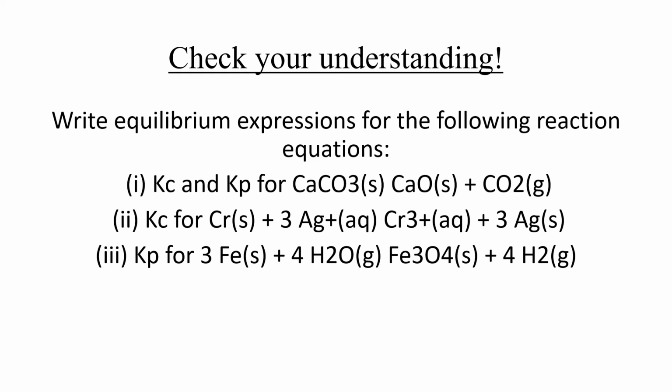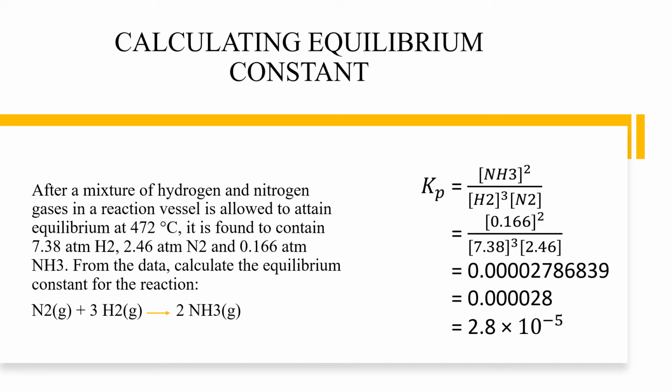Calculating equilibrium constant. After a mixture of hydrogen and nitrogen gases in a reaction vessel is allowed to attain equilibrium at 472 degrees, it is found to contain 7.38 atm H2, 2.46 atm N2, and 0.166 atm NH3. From the data, calculate the equilibrium constant for the reaction. So, the question demands us to find the equilibrium constant for the reaction.